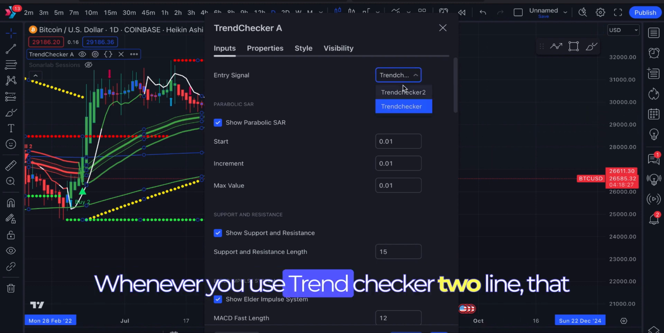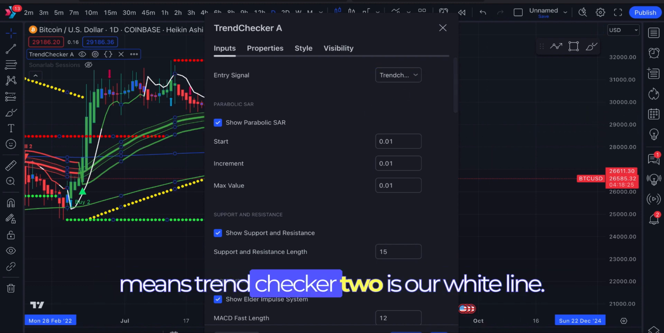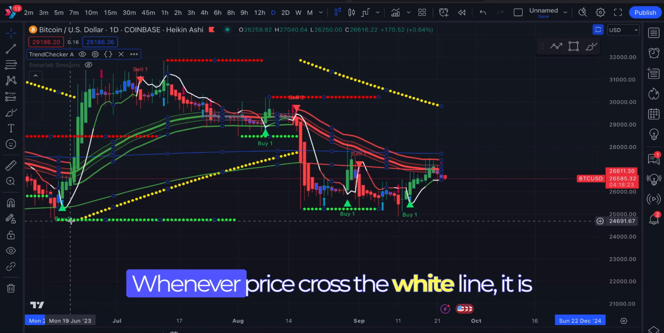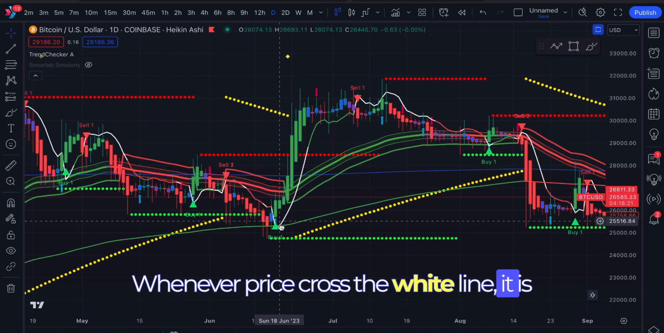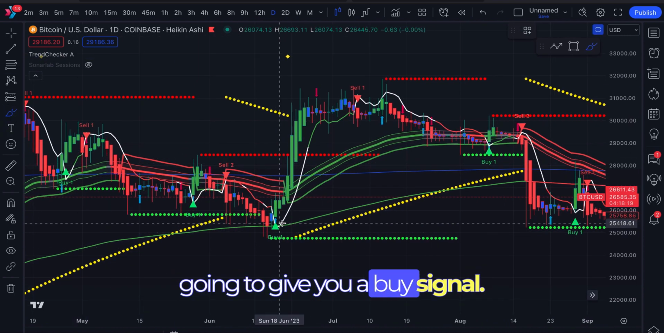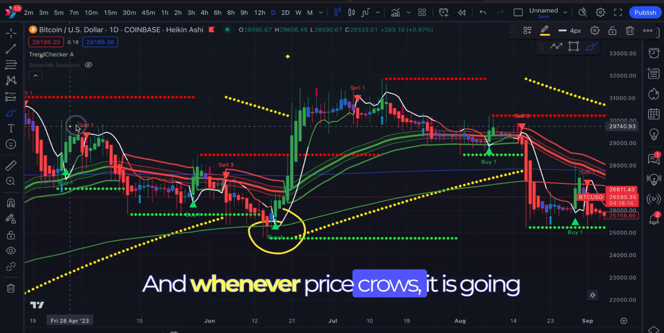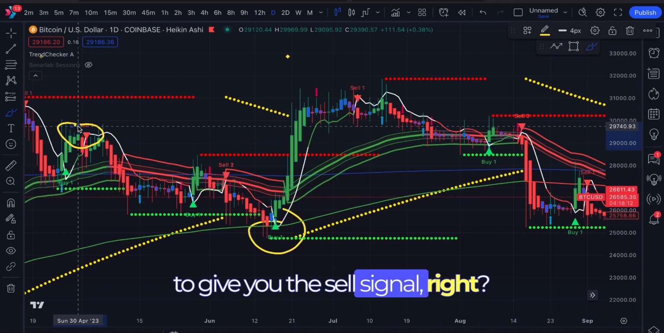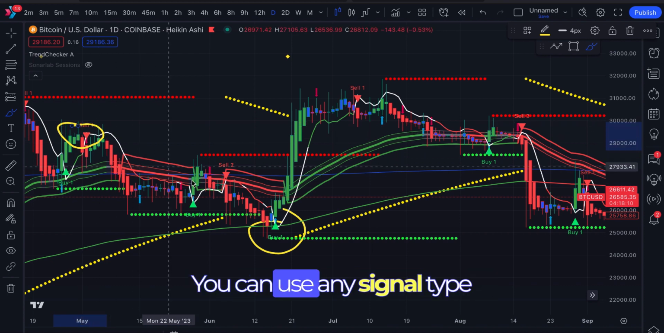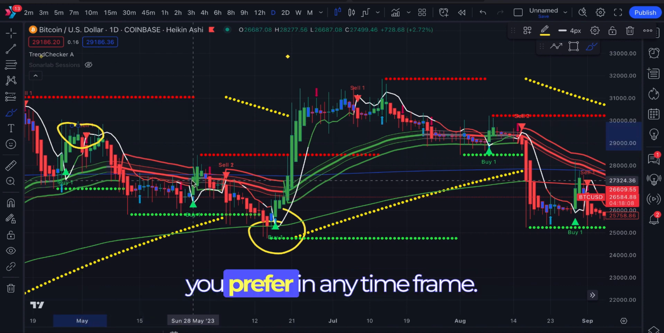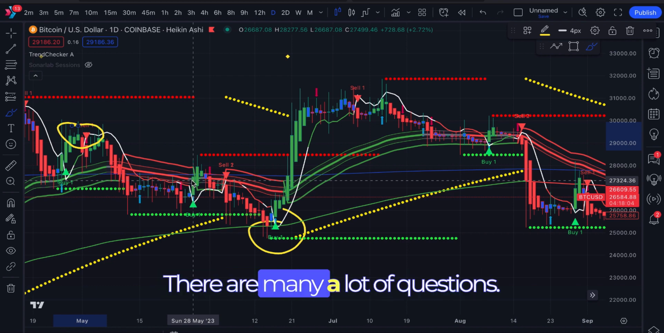Whenever you use the TrendChecker 2 line, that means TrendChecker 2 is our white line. Whenever price crosses the white line, it is going to give you a buy signal, and whenever price crosses back, it is going to give you the sell signal, right? You can use any signal type you prefer in any time frame.